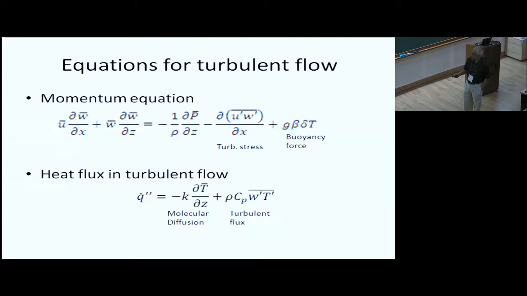And the other one is the turbulent flux, which is a correlation between the vertical velocity fluctuation and the temperature fluctuation. So for example, in Rayleigh Bernard convection, in the core, all the heat flux would be due to this term alone.